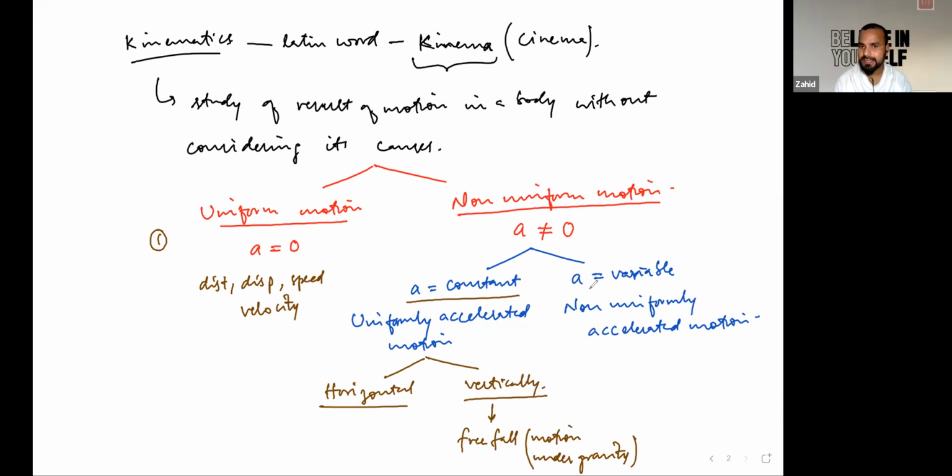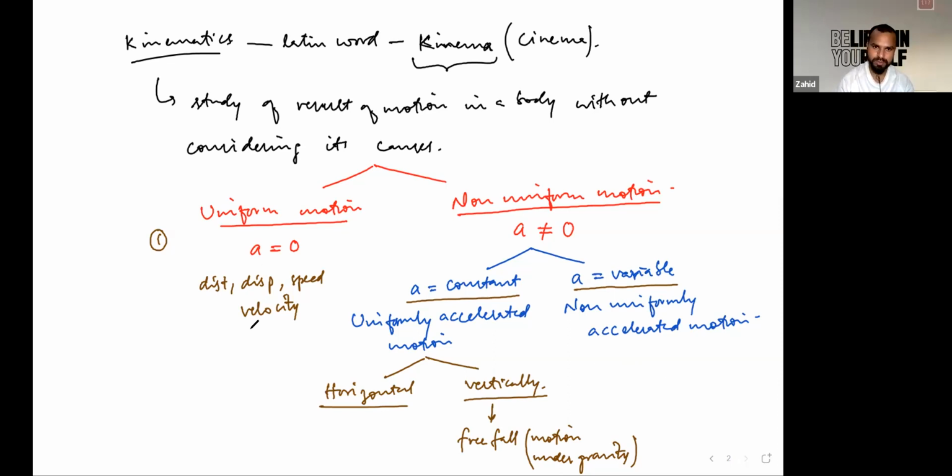Now, the next part is if acceleration is variable, you can say it is non-uniformly accelerated motion. It means acceleration would have some time-dependent, position-dependent function. With respect to this part, you would be able to calculate velocity, speed, displacement, and so on.